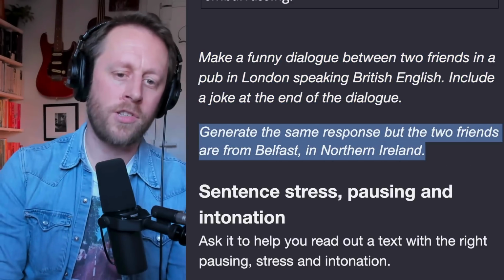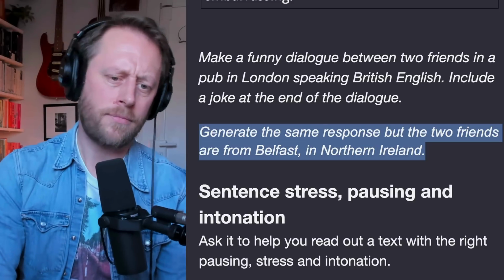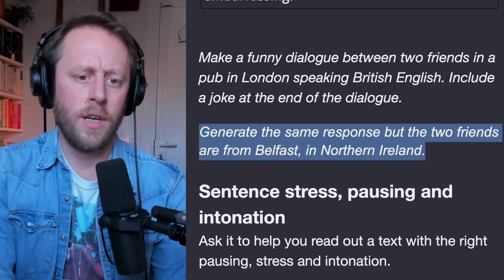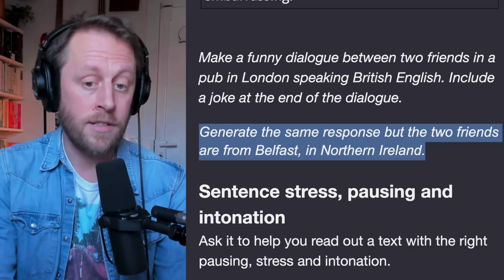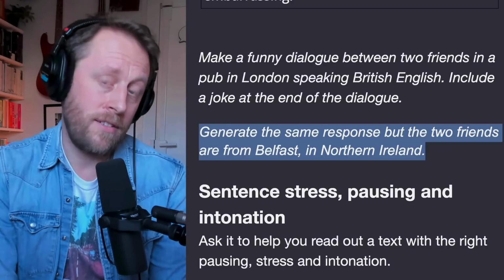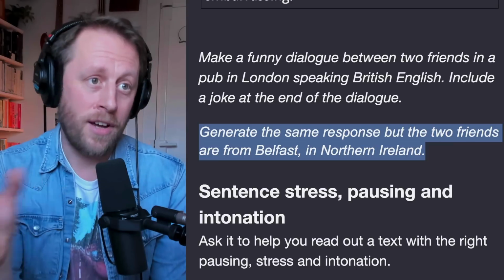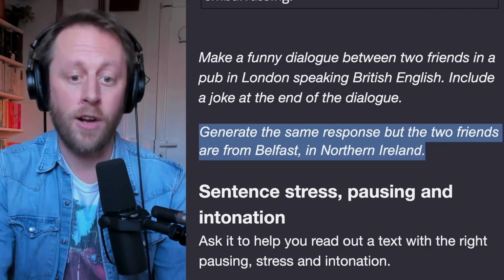You can also ask it to convert that to different dialects. So I could ask it to generate the same response, but the two friends are from Belfast in Northern Ireland. I did ask it to do that the other day, and it came up with something that was pretty impressive. It used certain little phrases, turns of phrase, words and expressions that you might hear in Northern Ireland. The sorts of things that I did hear from some of my friends from Northern Ireland when I used to live with them, the sort of little phrases that they might say.